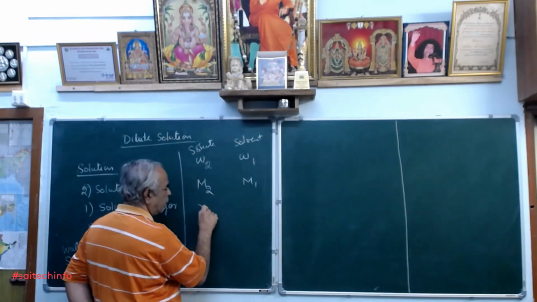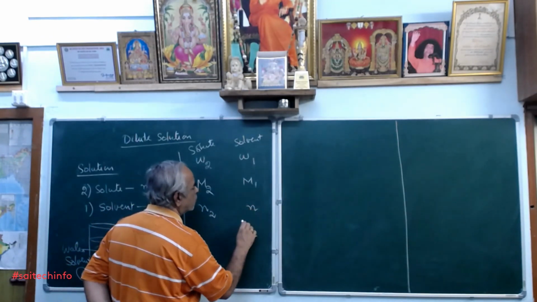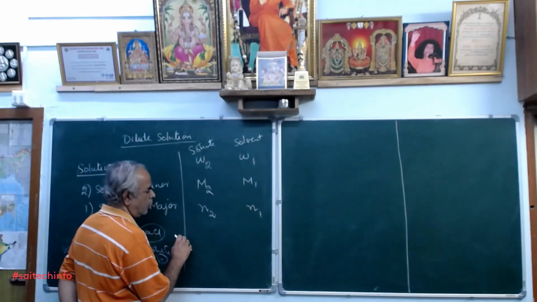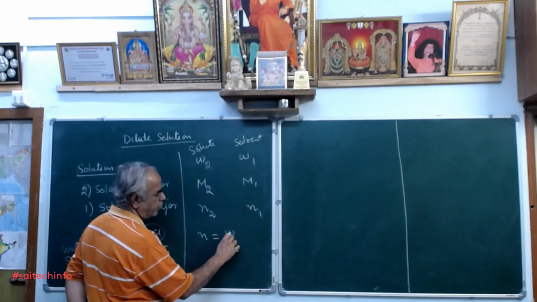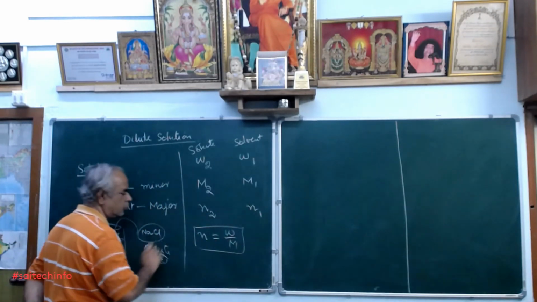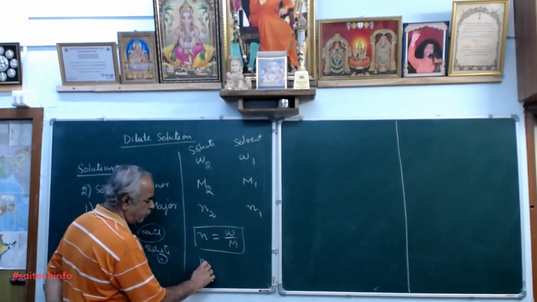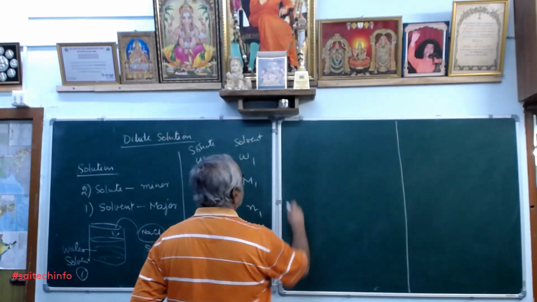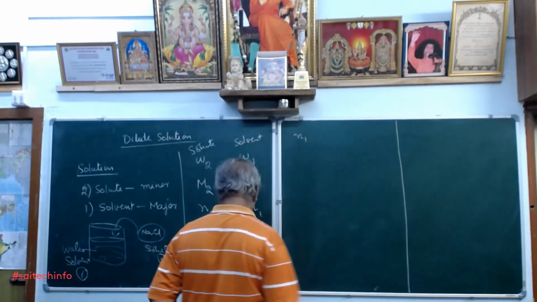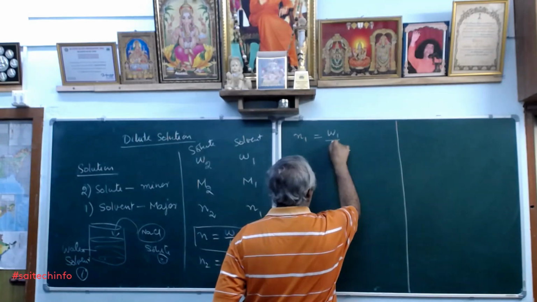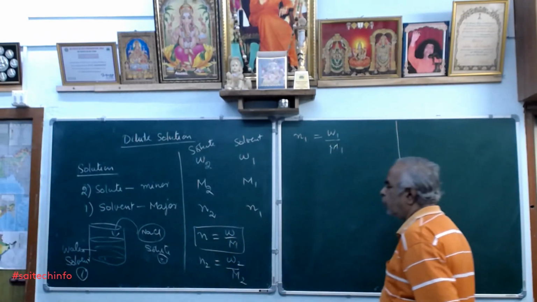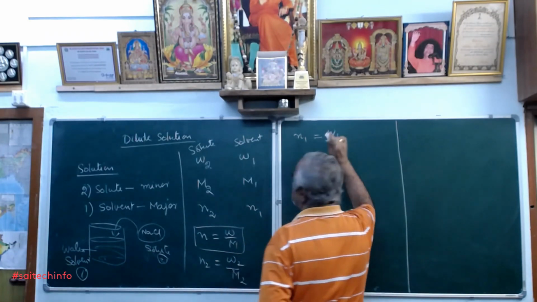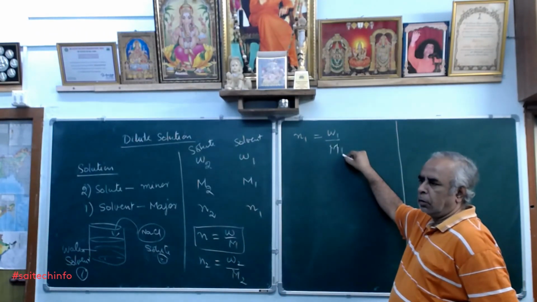Then we have N2, number of moles of solute, and N1, number of moles of solvent. We know number of moles is equal to weight by molecular weight, right? Therefore, number of moles of solute is equal to W2 divided by M2. Got it? Therefore, similar to N2, N1 is equal to W1 divided by M1, right? So W1 divided by M1. What is W1? Weight of solvent. M1, molar mass of solvent.